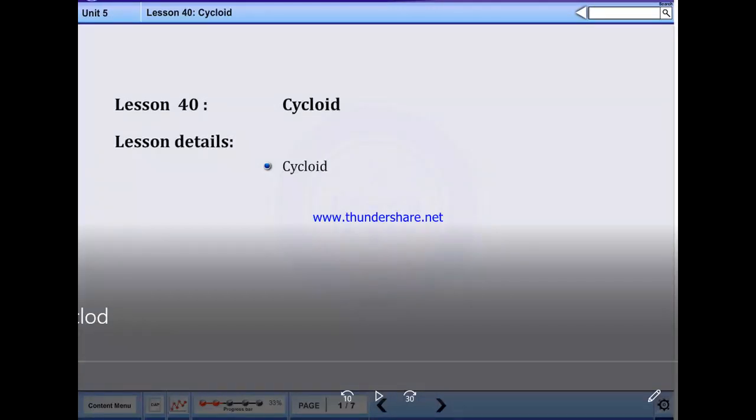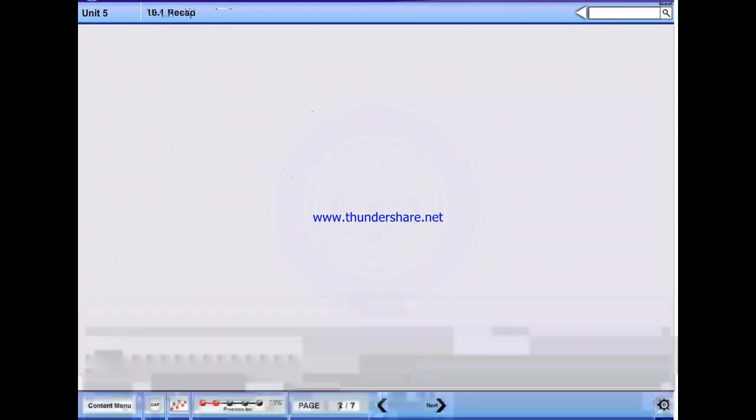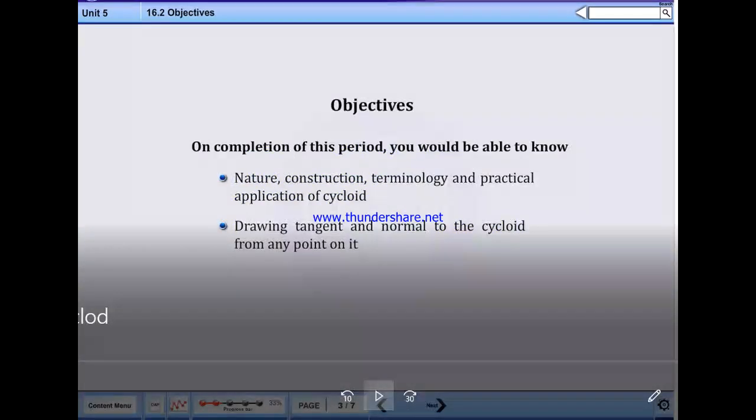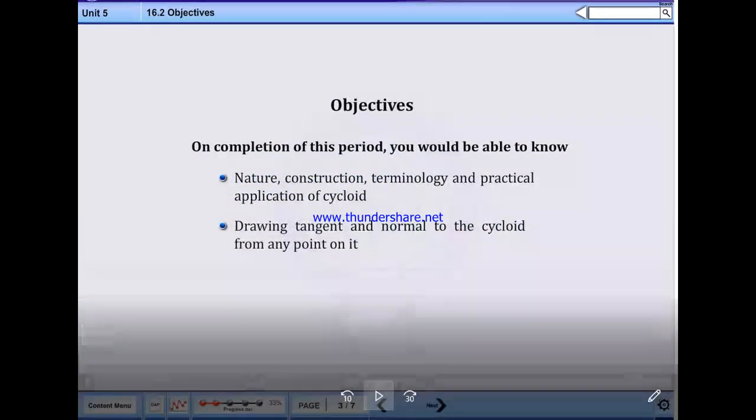And with this, now the next topic is cycloid. Before going to cycloid, we will recap the previous lessons. The objectives are, on completion of this topic, you would be able to know the nature, construction, terminology and practical application of cycloid, and to draw tangent and normal to the cycloid from any point on it. So this you may achieve after completion of this cycloid topic.